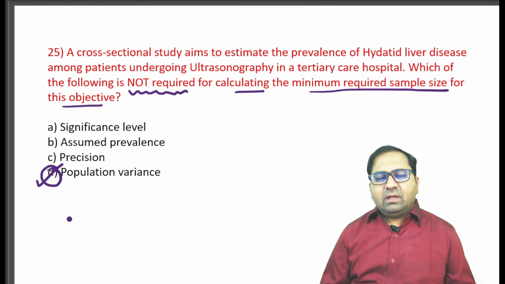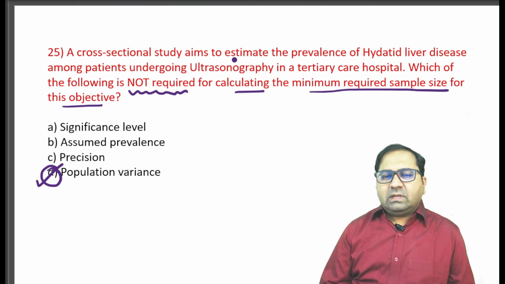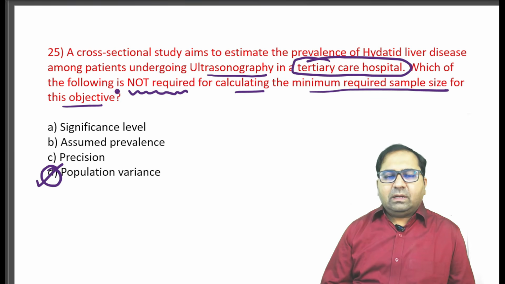The answer for this question is D. Population variance. Population variance is not required. Once again, the cross-sectional study was aiming to estimate the prevalence of high-death liver disease among patients undergoing USG in a tertiary care hospital. So you will want a significance level, assumed prevalence, precision, but not a population variance.